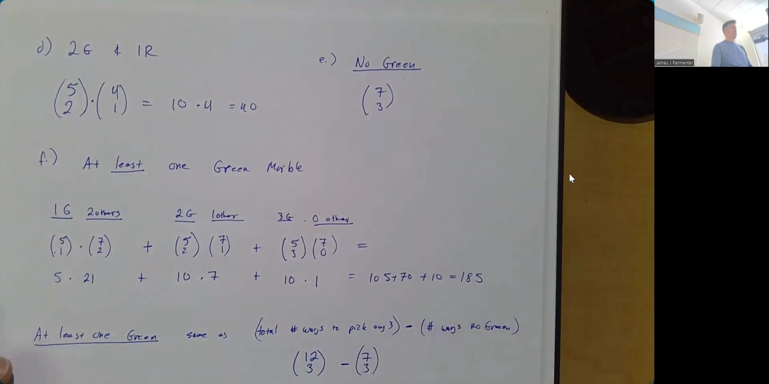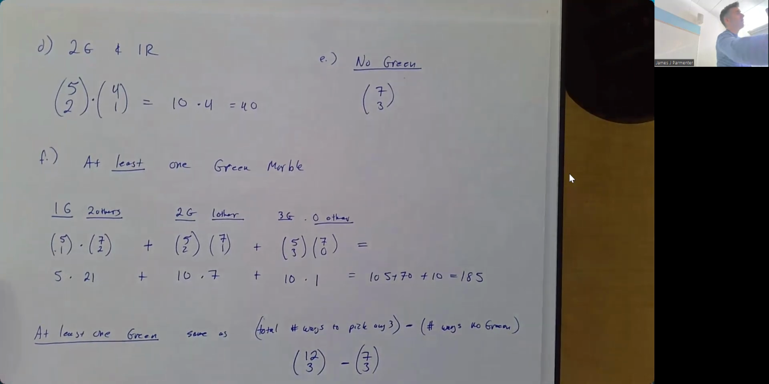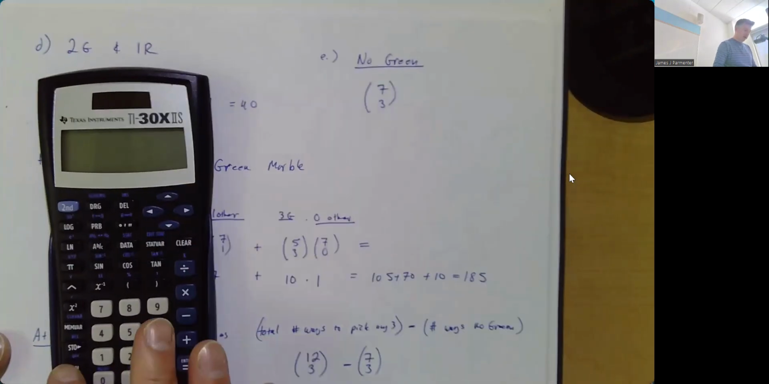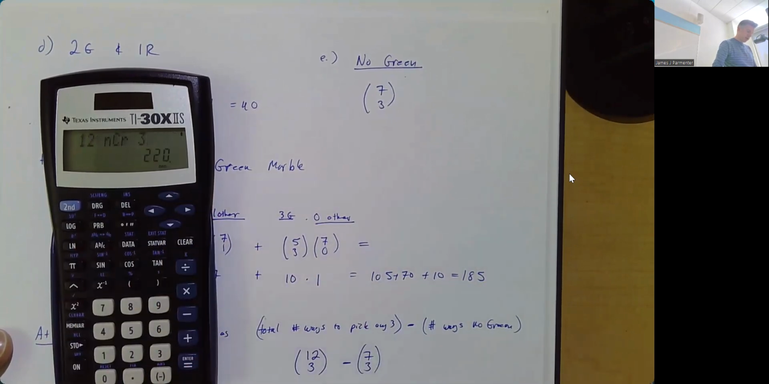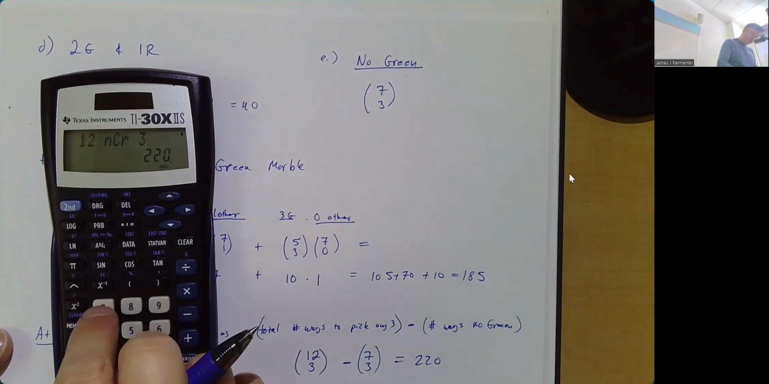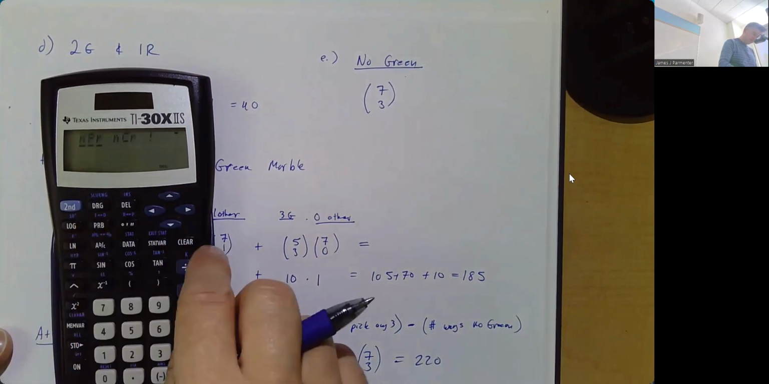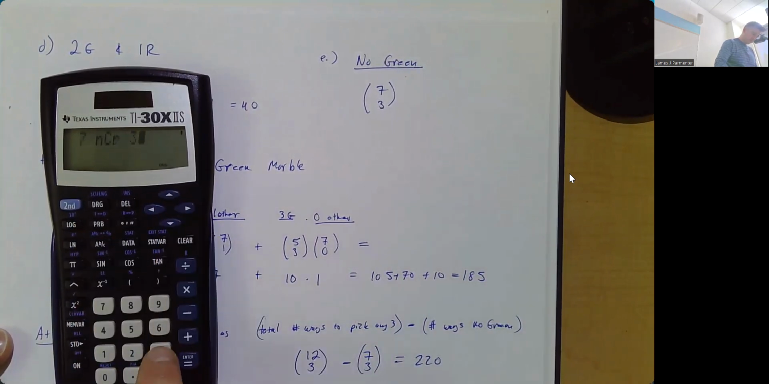So I don't know what these are off the top of my head. Let's use a calculator and actually find out. This is where it's super useful. So 12 choose 3 is 220. And 7 choose 3 better be 35. I'm in trouble. 35. All right.